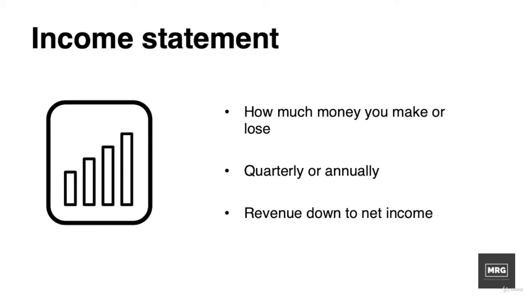Starting with the income statement, it records how much money you make or lose. So you can see this on a quarterly or annual basis. In the income statement, you would see the top line, which is the revenue or sales, all the way down to the net income or net profit.